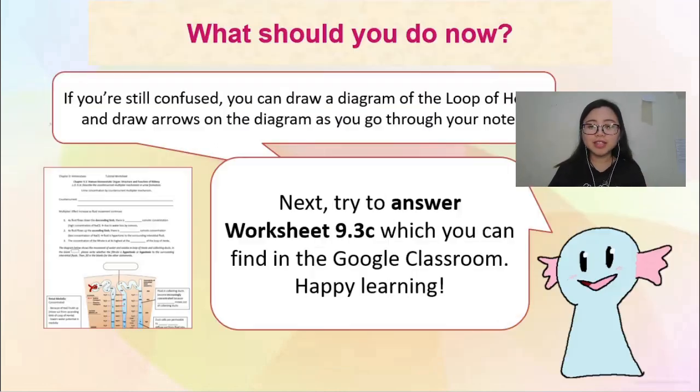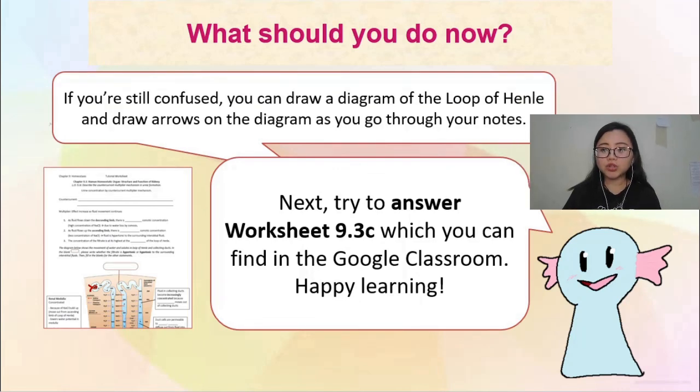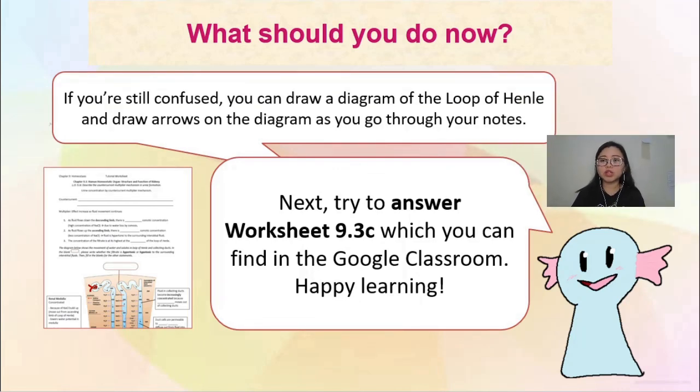And I will move on to the final slide I have, which is, what should you do now? If you're still confused, you can still draw more diagrams of the loop of Henle. Draw arrow on the diagram as you go through your notes. So sambil baca nota tu, sambil lukis diagram, supaya kamu tahu ayat itu membawa maksud apa dalam diagram. And then, try to answer the worksheet 9.3 which you can find in the Google Classroom. So, ringkas saja latihan ni, fill in the blank. If you understand, that's amazing. If not, try to read it again and don't stress too much about it. Sebab ini cuma sebahagian kecil daripada PSPM.